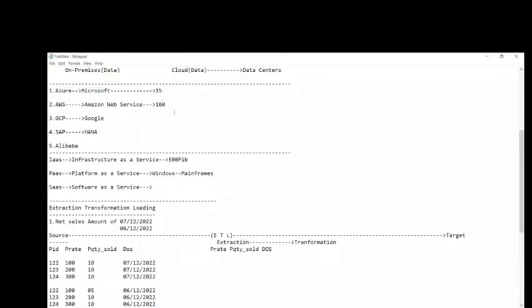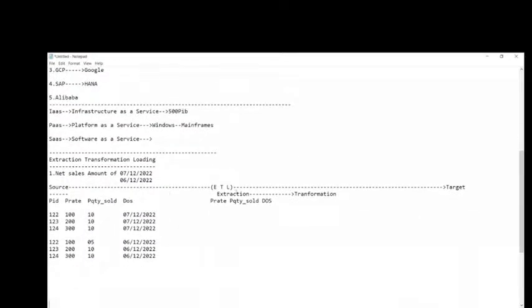Okay, sorry guys, it got disconnected. Everyone, just have a look. We were discussing this. Can you see here? The first part is extraction. Out of all this, we require pulling in the product rate, product quantity sold, and DOS. The date of sales is required in the process of extraction.